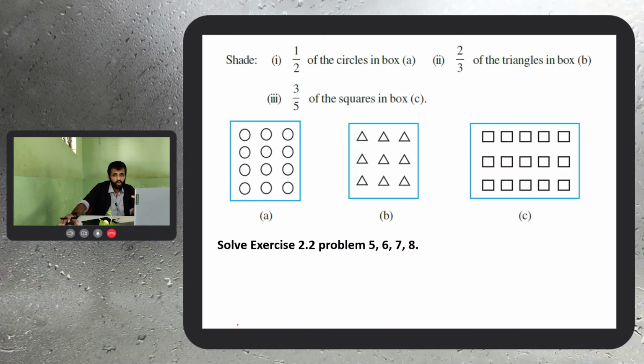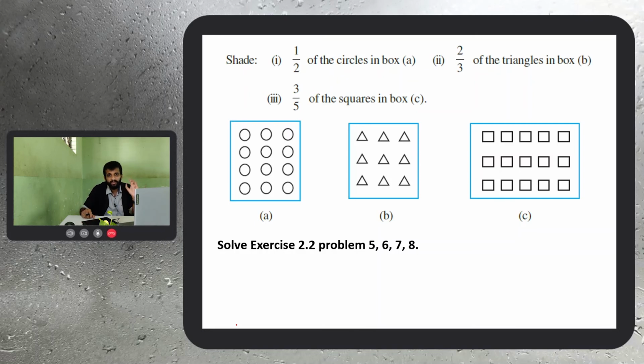You need to solve exercise 2.2 and the problems which are in the 5th one, 6th one, 7th one and the 8th one. Please solve these problems because fractions and decimals will become a difficult chapter if you just watch this video and relax. I'm sure after watching the video you will understand how to solve, but unless and until you practice them, it's not going to happen.